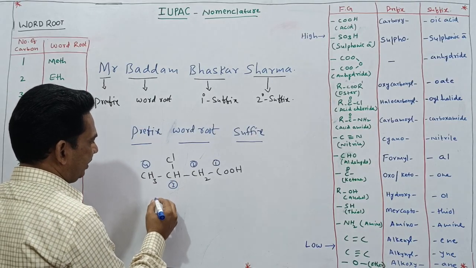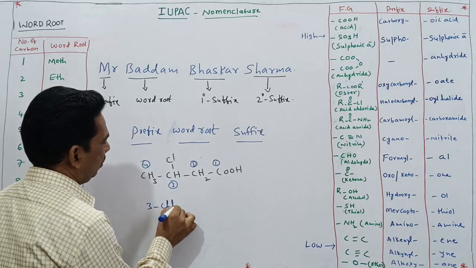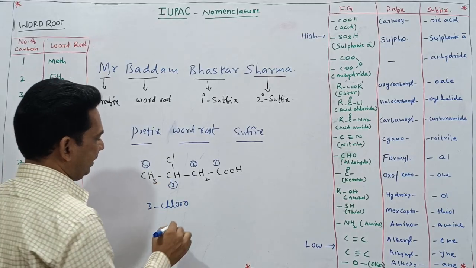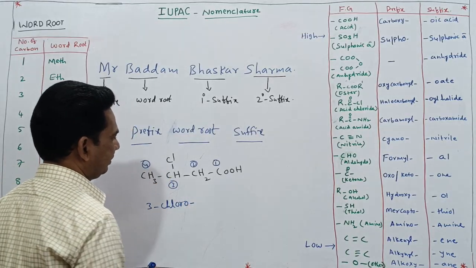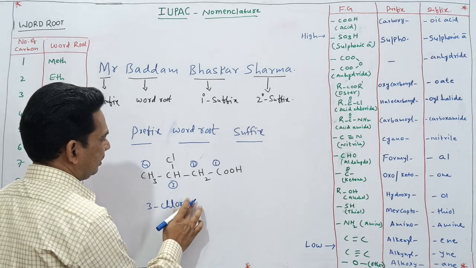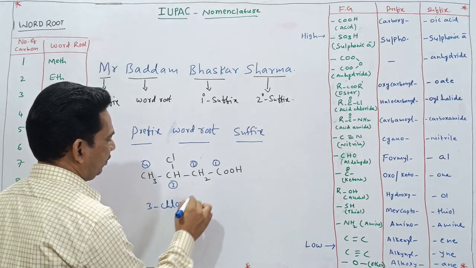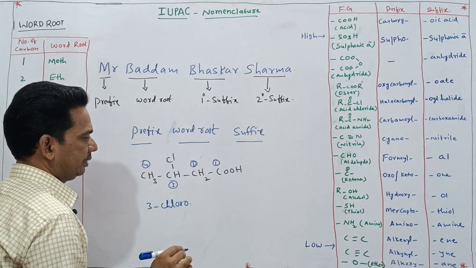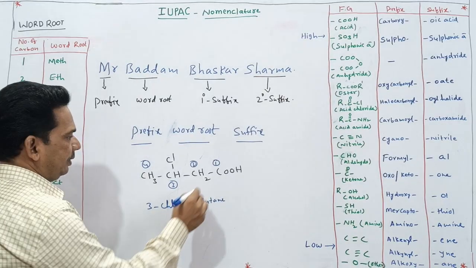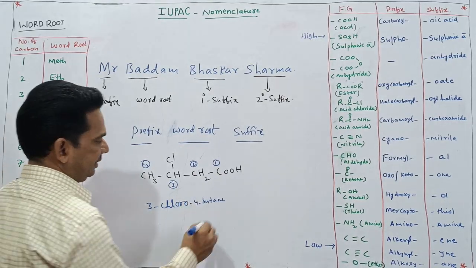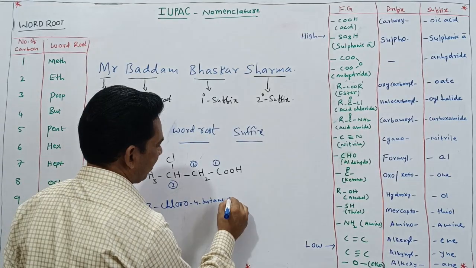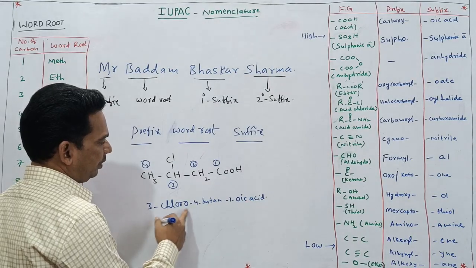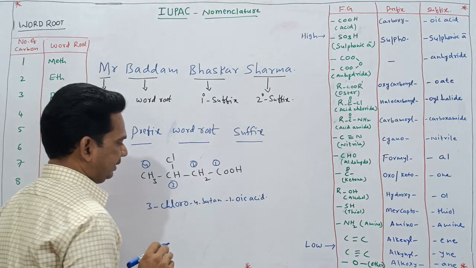In this case, I will write the name for this one: 3-chloro, because the third position has a chloro group. Then it has 4 carbons. 4 carbons means it is called but, that is butane. Then at the first position the acid group is there. Then I will write 1-oic acid. 3-chloro, butane, 1-oic acid.